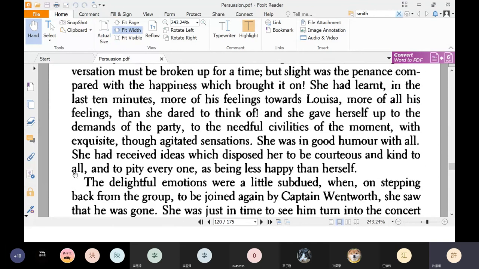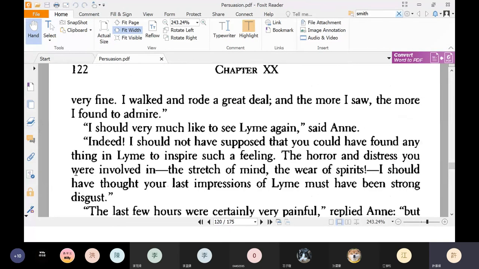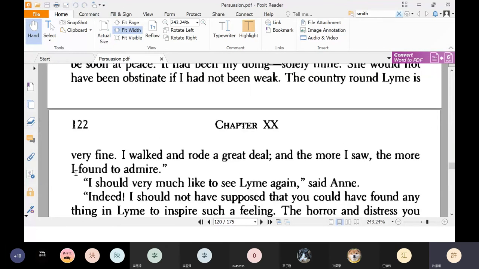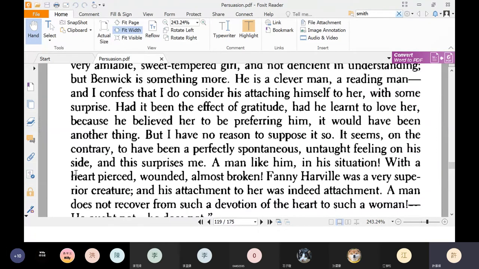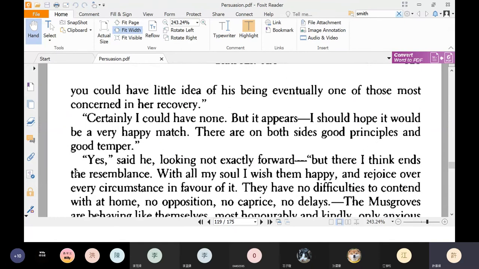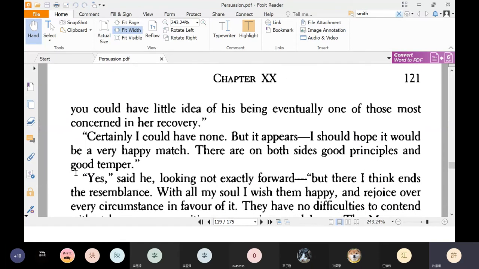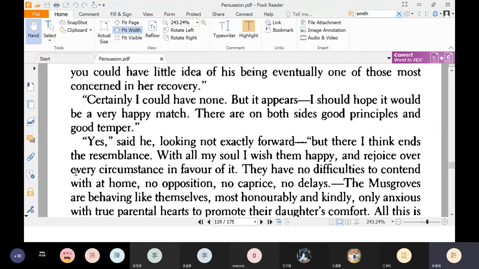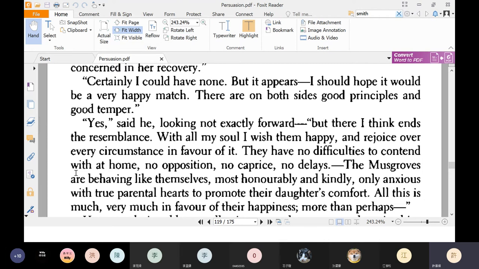123. Well, let's start from 122. Here, she is talking with Wentworth about what happened in Lyme and the impending marriage between Benwick and Louisa. It's a long conversation.